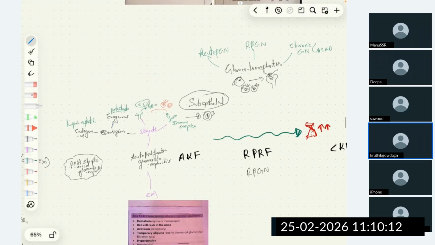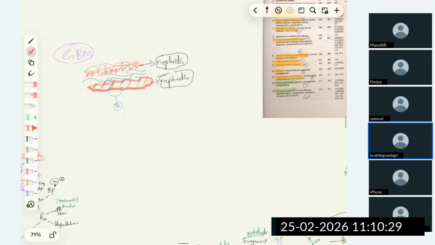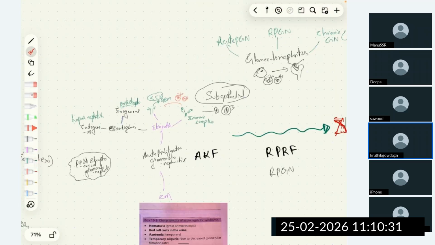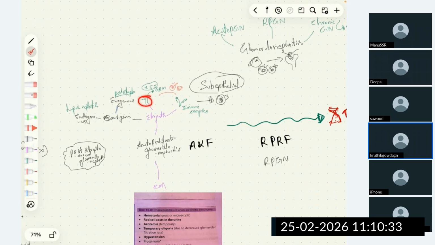In etiopathogenesis, I was explaining about immune complex deposition in the subepithelial layer. This is the most common cause, followed by direct antibodies binding to parts of the glomerular basement membrane. Here the antibodies are directly binding, whereas there the immune complex is being deposited. Less than 5% of the disease occurs by this mechanism, so it's rare. Most of the disease is due to immune complex deposition.